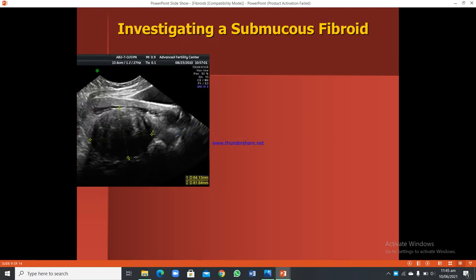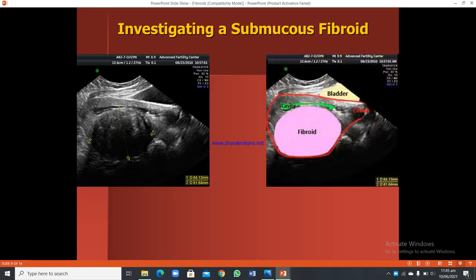You see in this picture, this is a big fibroid. Again, it's more clear here because it is labeled here. You see the bladder, cervix. It is the cavity of the uterus. It is pushed up anteriorly, and this is the fibroid. You can appreciate it big in pink color.